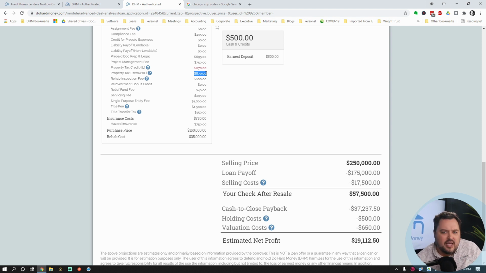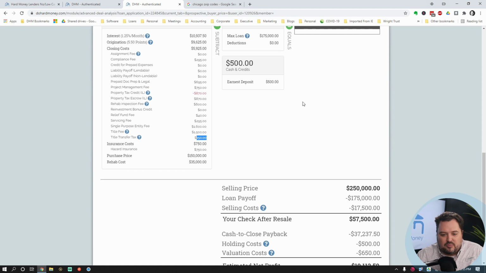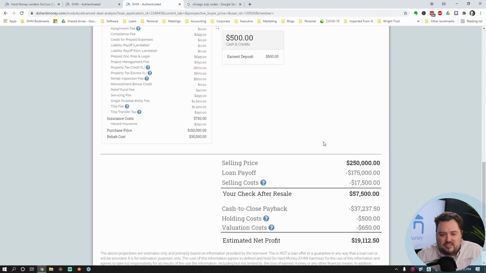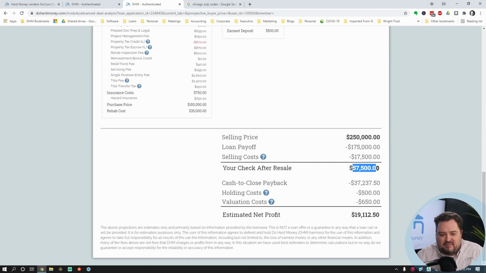Basically what the tax credit is for the time that person owned the home, they're going to give you a credit, in this instance $870, but then your taxes will be due and you're going to owe that same $870 back. You're going to have some inspections on the property. You're going to have setting up an LLC, some title fees, title transfer taxes, insurance costs. How much is this going to cost you to insure the property is basically what you're going to be looking at here. In this specific deal, this would take about $36,000 to get this deal closed, and it would be looking about a $57,000 check with a $19,000 profit when the deal is all said and done.